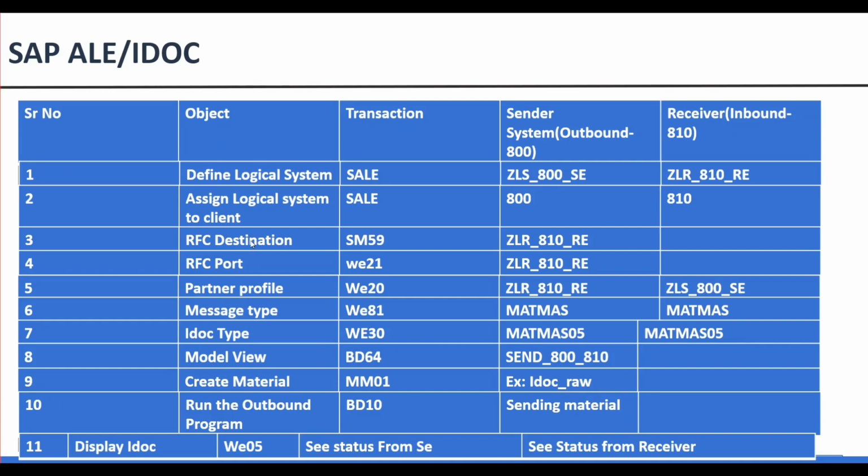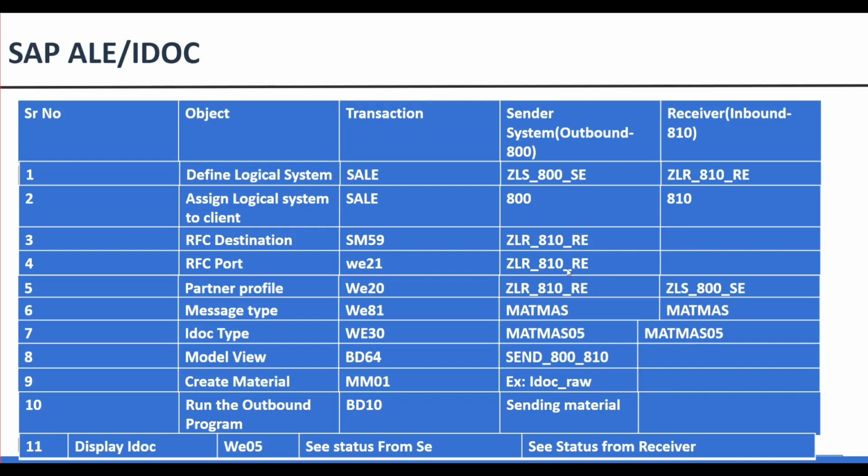Okay, those systems you can assign with respect to your client. Next, step number three, create a destination, that is an RFC destination. This is from the sender side. In the sender system, you enter the receiver system name. Step number 4, create a port, that is an RFC port, using transaction code WE21. You can create a port and enter the port number here. This is my port name.